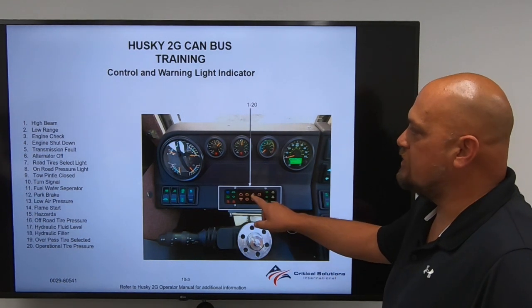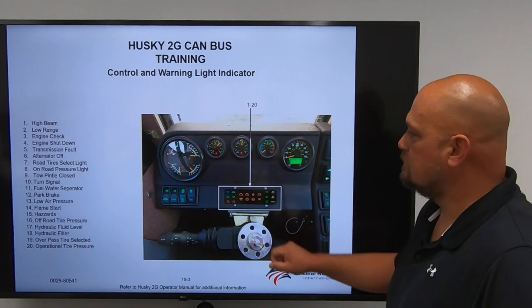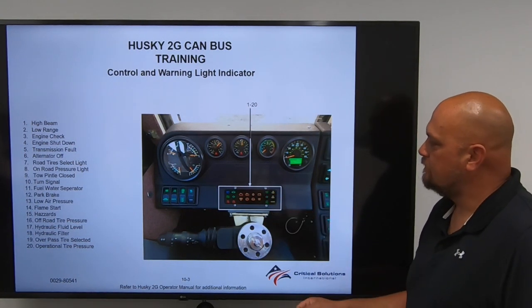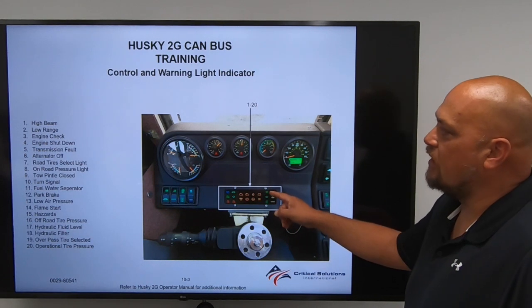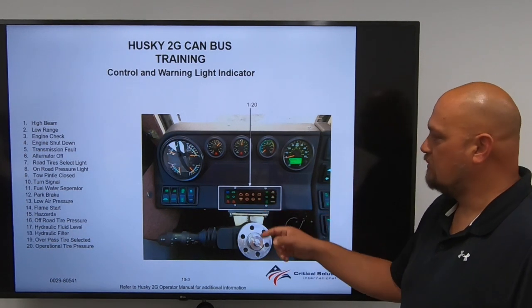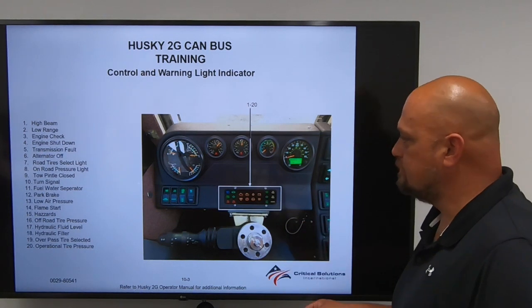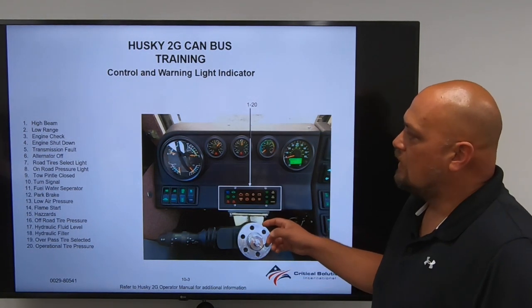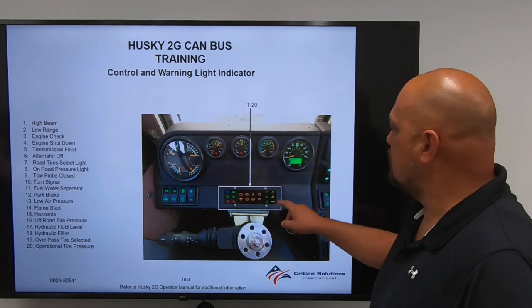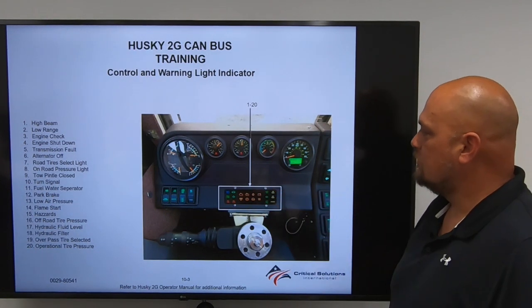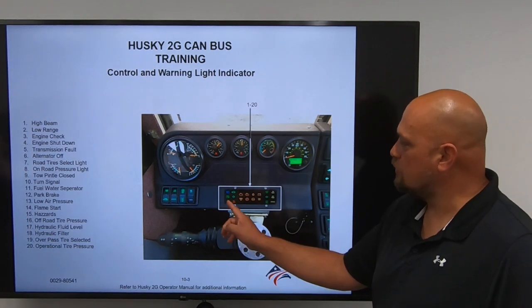Item 5 is our transmission fault. 6 is our alternator off. 7 is our road tire select light. When road tires are selected on the CTIS, this light will illuminate. Item number 8 is our on-road pressure light. 9 is our tow pintle closed.